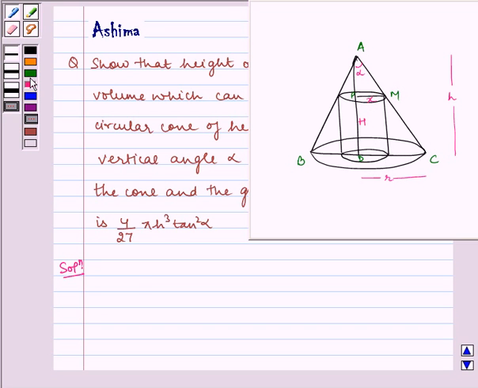So, triangle APM is similar to triangle ADC. Therefore, AD by AP is equal to DC by PM. That is, AD is nothing but small h and AP is nothing but small h minus capital H is equal to DC, which is small r, by PM, which is x.